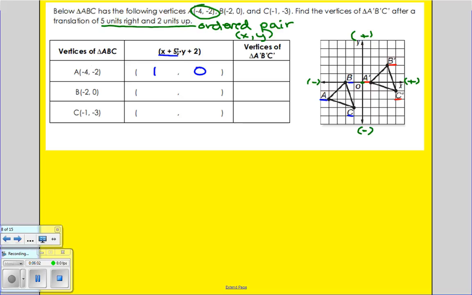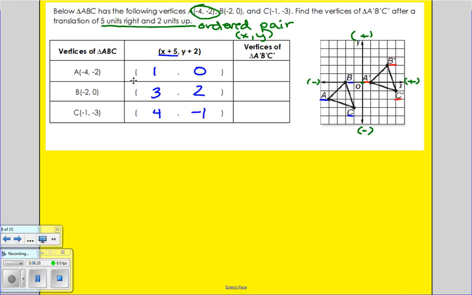So I could go down through here. All my x-coordinates get 5 added. Negative 4 plus 5 for going right will be 1. Negative 2 plus 5 is a positive 3. Negative 1 plus 5 is a positive 4. And for all my y-coordinates, I'm going to take and add 2. So negative 2 plus 2 is 0. 0 plus 2 is 2. Negative 3 plus 2 is negative 1.